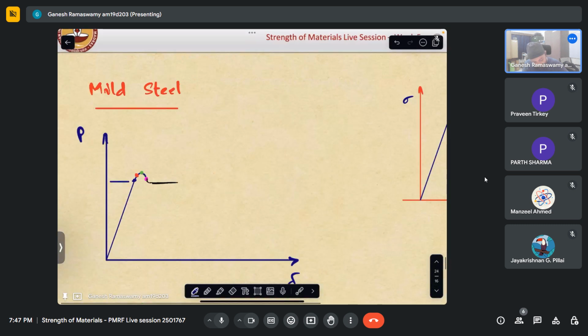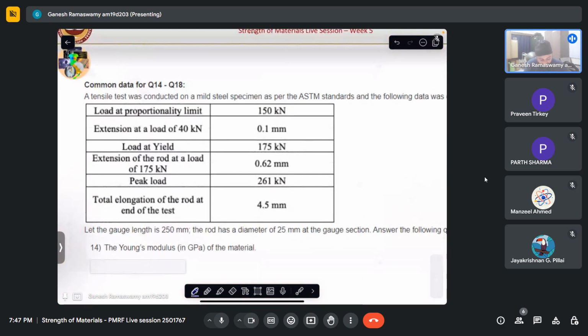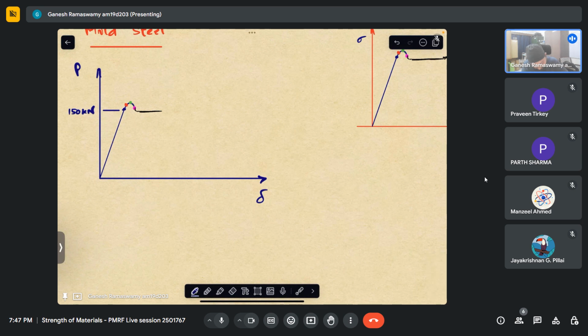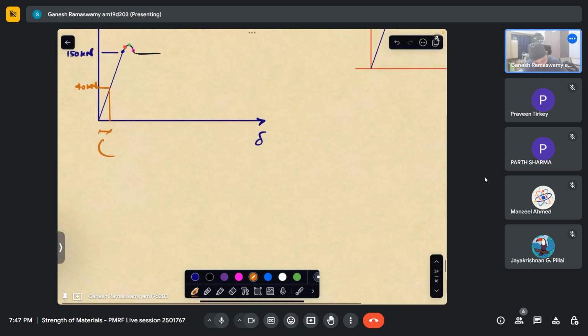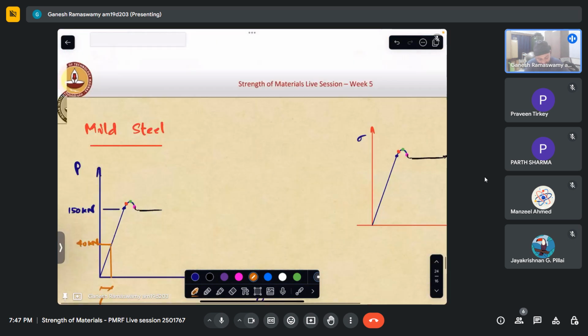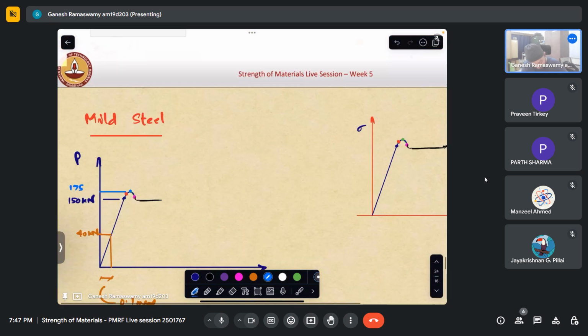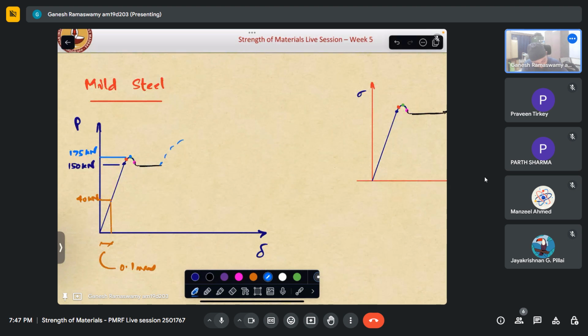Extension at the load of 40 kilonewton. So if this is 150, here we'll have 40. At this 40, I have my extension. This is given to be 0.1 mm. All right. Then load at the yield point. So let this be the yield point. The load here is 175 kilonewton. And then at the ultimate point, the load is given to be 261.